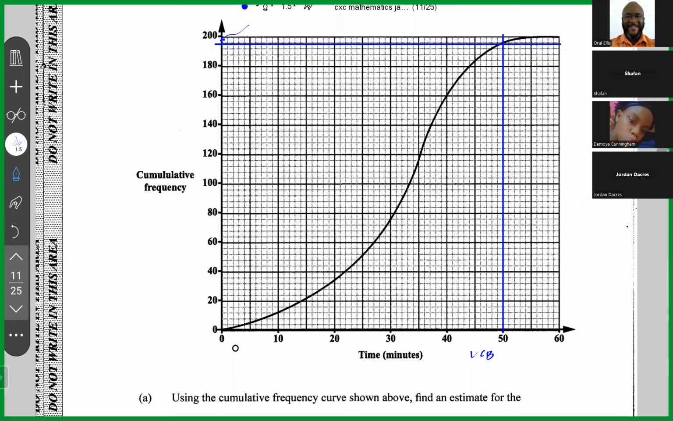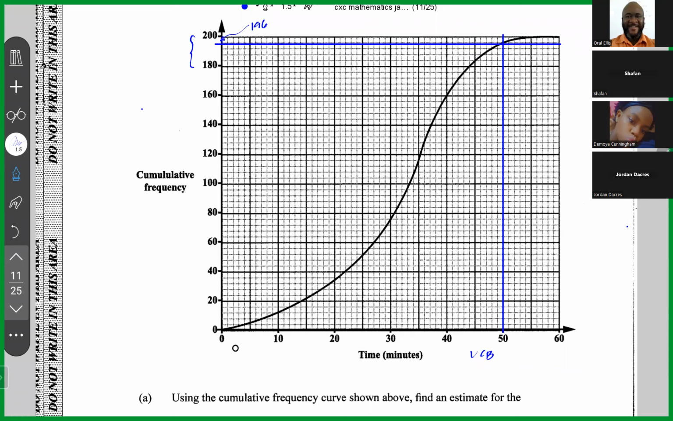So first of all, this is 80 and this is 200. So 1 centimeter here is representing 20 units. If you divide 20 by 5, each of these is representing 4 units. So 200 minus 4, this is 196.